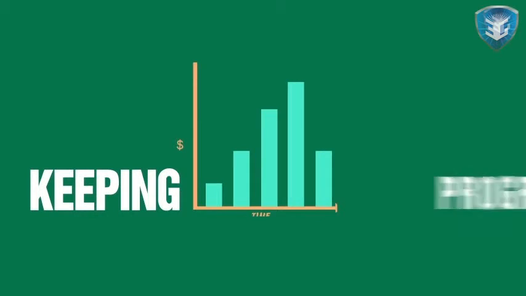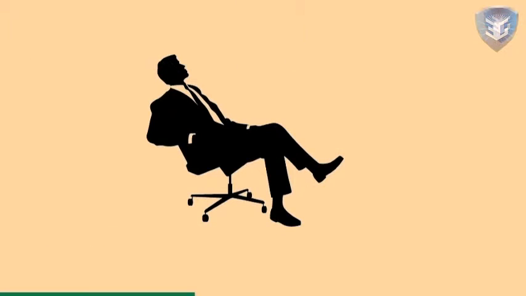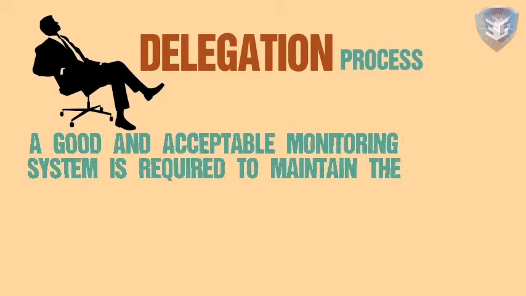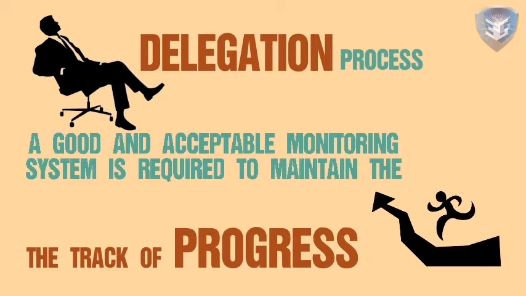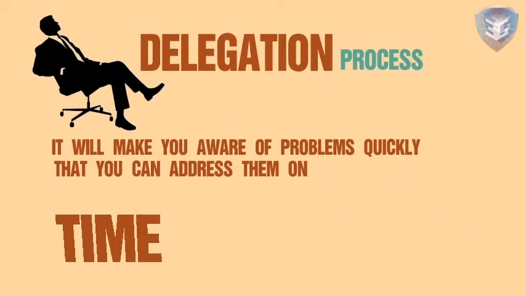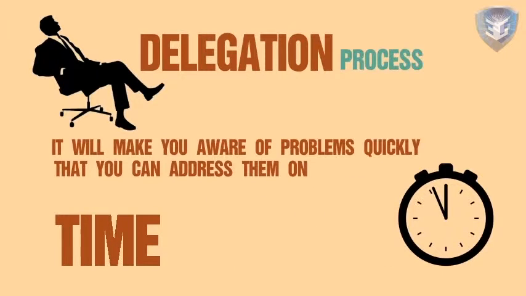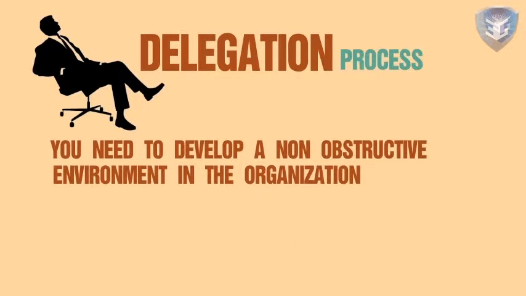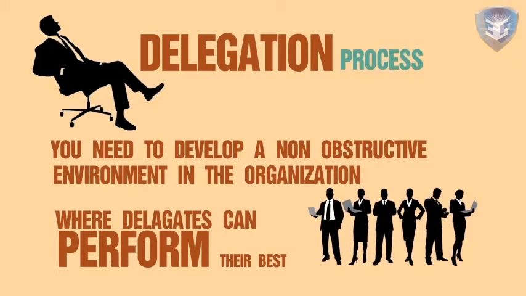Keeping track of progress, managing with controls. In the delegation process, a good and acceptable monitoring system is required to maintain the track of progress. It will make you aware of problems quickly so that you can address them on time. To establish this system, you need to develop a non-obstructive environment in the organization where delegates can perform their best.